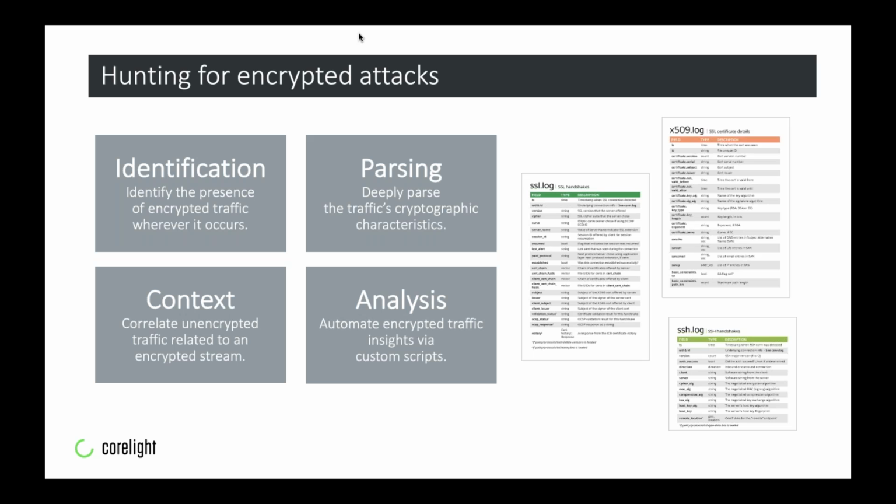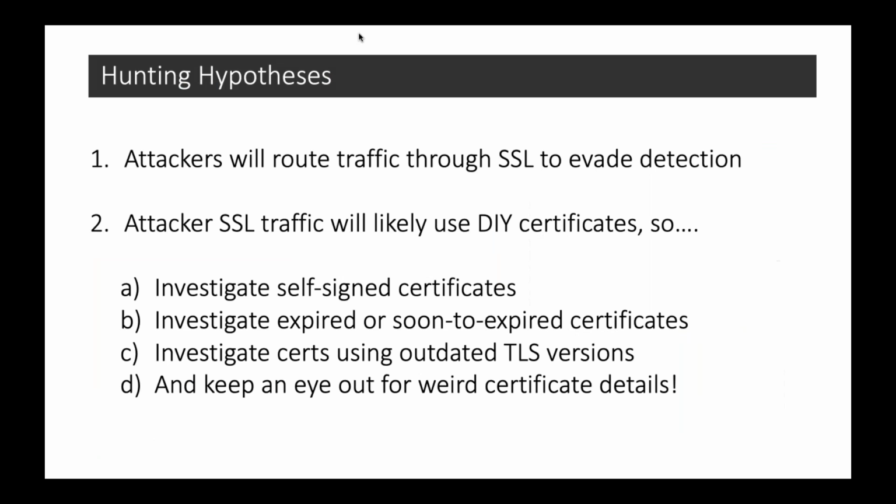You can identify it wherever it occurs. You can parse those details about the handshake and the certificate. You can provide context around the encrypted traffic stream, so you can connect it to unencrypted parts of an attack potentially. And you can automate analysis, of course, with Zeek's insight-driven capabilities that Corelight supports.